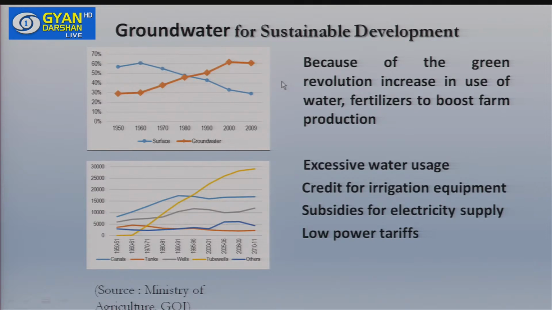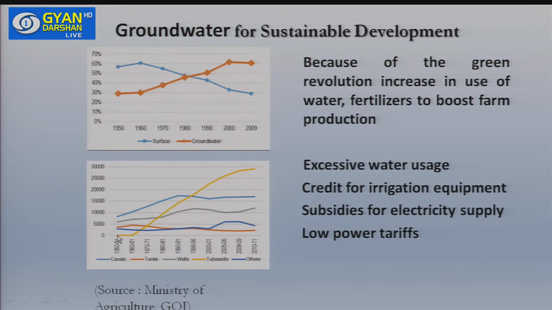If you see in this slide, the percentage of groundwater usage has increased after 1950, the starting of the Green Revolution. It has increased from 1950 to 2009 and it is still increasing. The usage of surface water was more before and during 1950, and slowly the usage has decreased. In this graph, interestingly, you can also see the increased use of wells and tube wells.